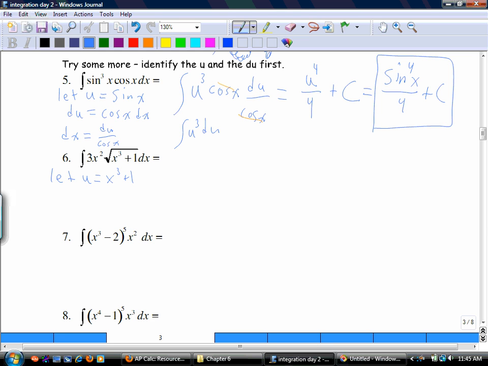All right. So I let u equal x cubed plus 1, which means du is going to be equal to what? 3x squared dx, which means that dx is equal to du over 3x squared, which is good because I can see up above that that's probably going to cancel, right? So that's the integral of 3x squared times the square root of u, du over 3x squared, and the 3x squareds cancel.